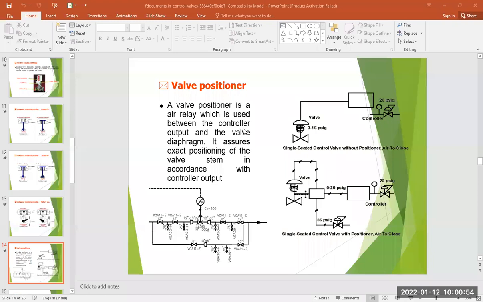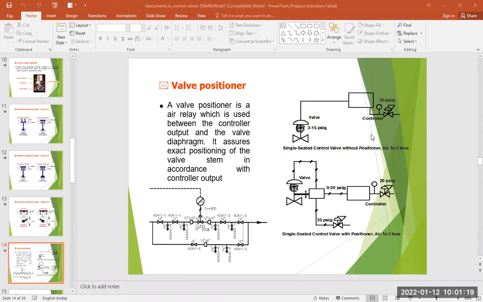Next, valve positioner, and I discussed previously what a valve positioner system is. Here you can see this is basically a valve positioner. It is an air relay which is used between the controller output and the valve diaphragm system, and it assures exact positioning of the valve stem in accordance with the controller inputs also.